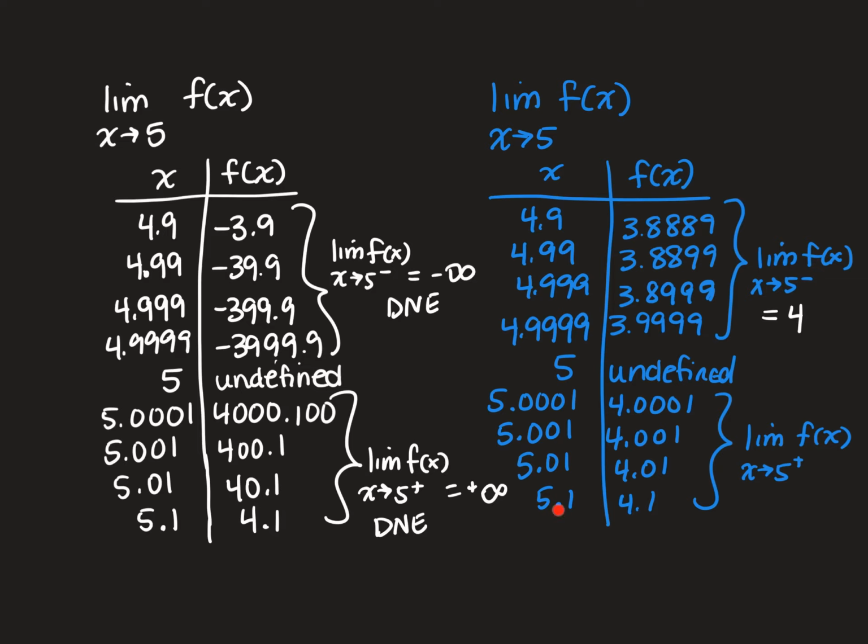Now let's look at it. As we go closer and closer to 5 from the right, we see that our values again are getting really close to 4. If I had to make a prediction about what I would get when I plug in 5, looking at the data, it looks like that's going to be 4. So because both of these are the same, our overall limit would be 4.